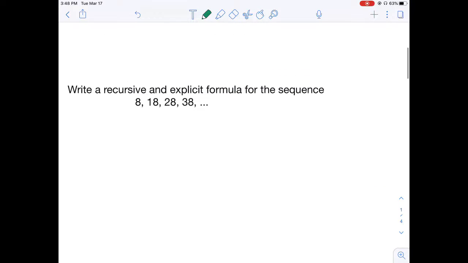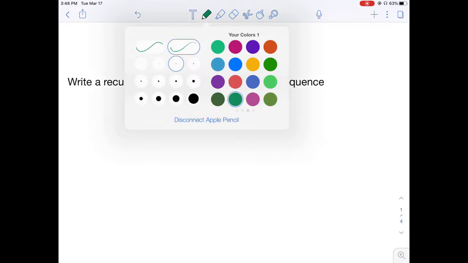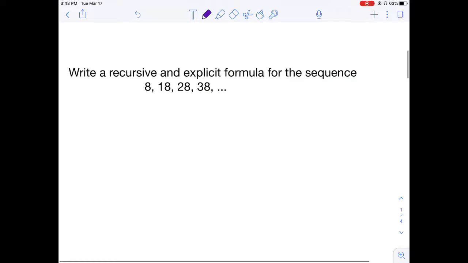So I've written this one out, so you're welcome to just follow along, or you can add in. I've given you the sequence 8, 18, 28, and 38. I want you to write an explicit and a recursive formula for this sequence. If you want to see how yesterday went, I would encourage you to pause the video now, try this example out to figure out your recursive and your explicit formula, and then you can unpause and see if you got the right solution. So let's go through this.